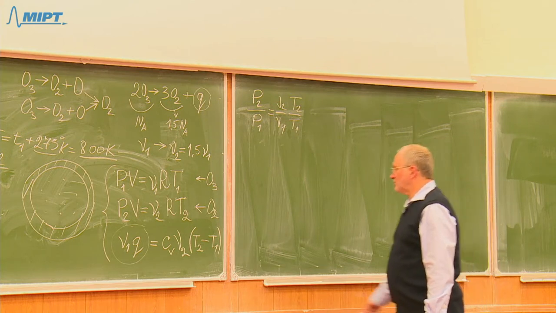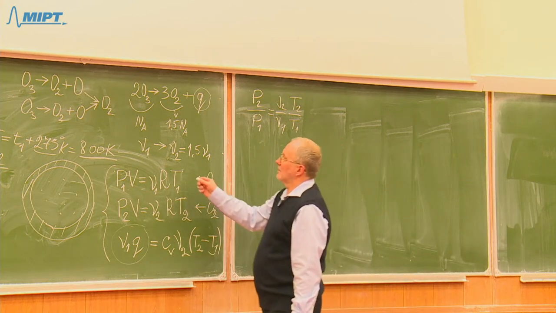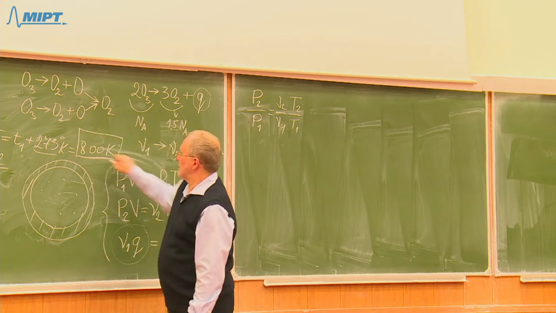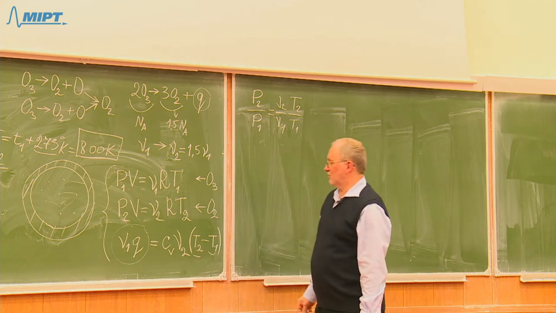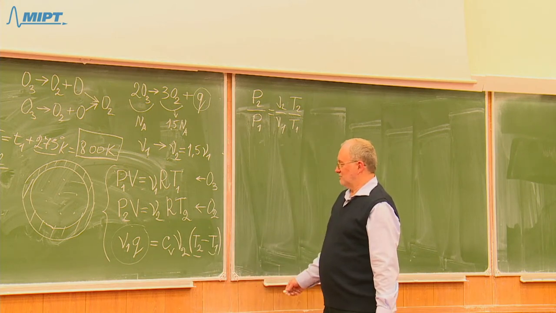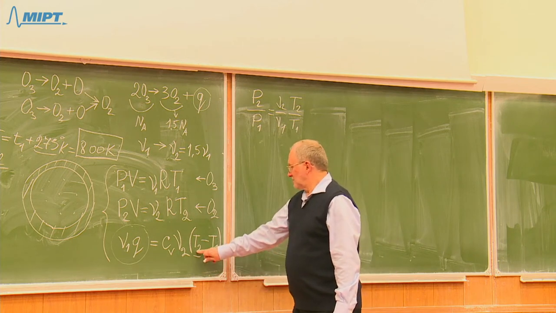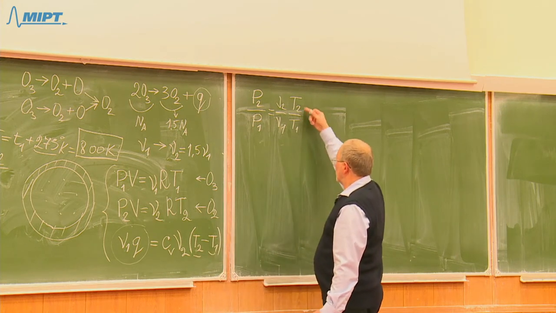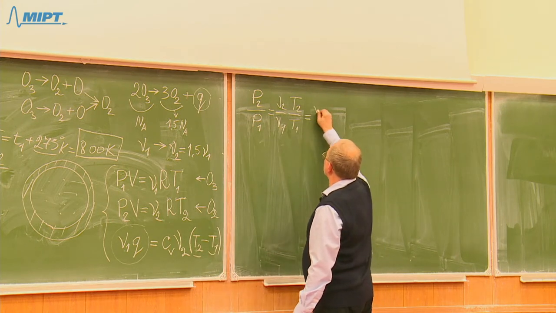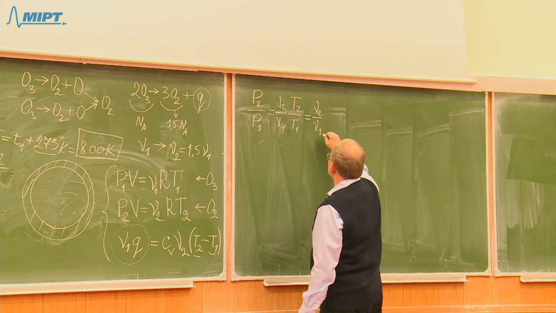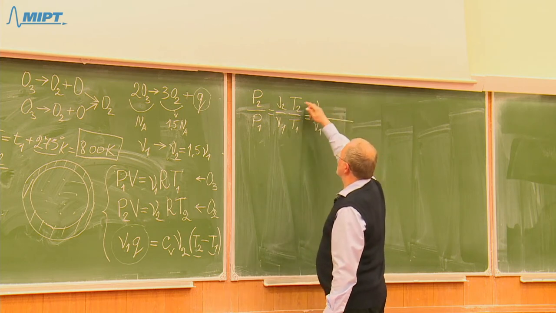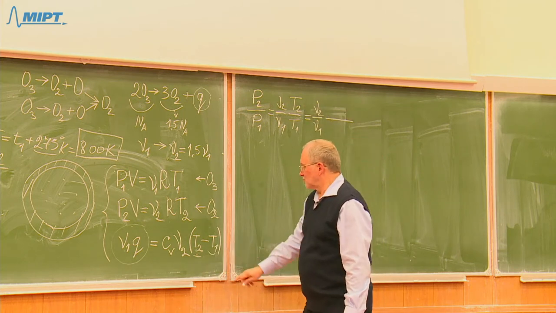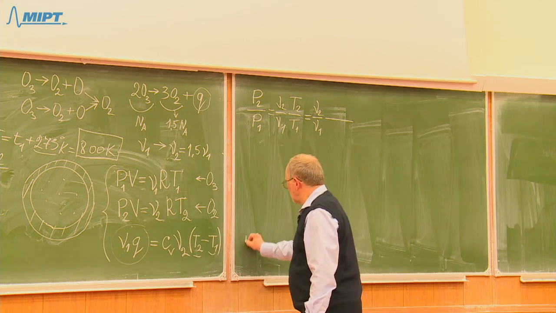So temperature T1 is actually given. This is 800 kelvins. So we need to find temperature T2 from this equation. And T1 is known. If we find the final temperature T2, then we could calculate this ratio. OK, let's do it. I will just rewrite it. Temperature T2 must be placed here in the denominator. And I want to find this temperature from this equation.